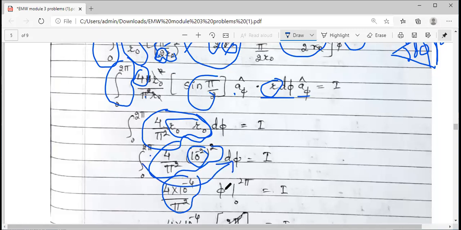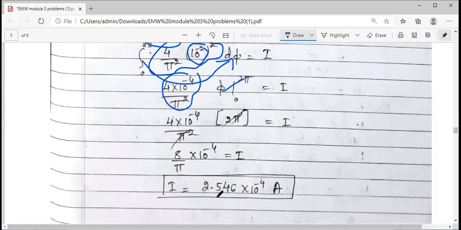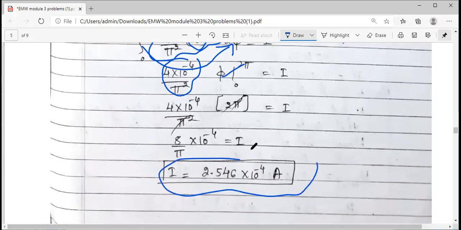So the integration of d phi is phi. Substitute the limits, 2 pi minus 0. If I simplify this, you will get the current as 8 by pi into 10 raised to minus 4. I have got some value. Okay, so this is how to find the current.